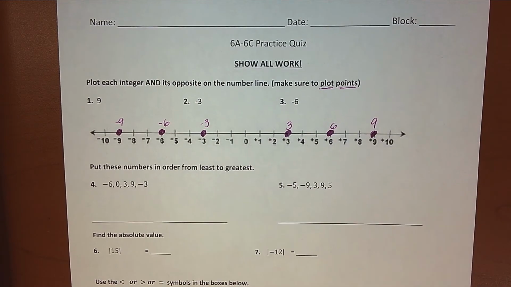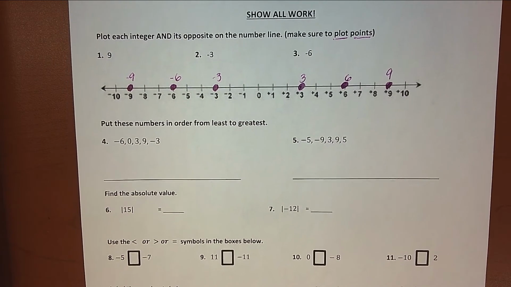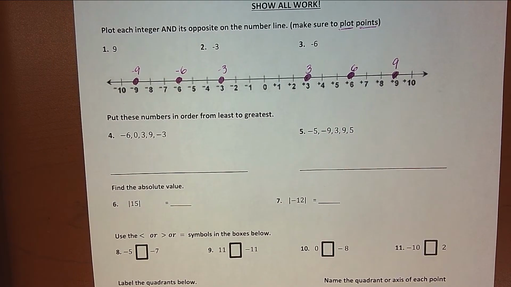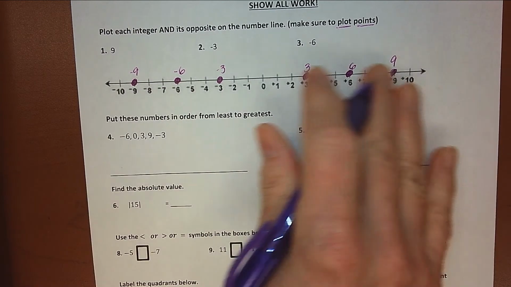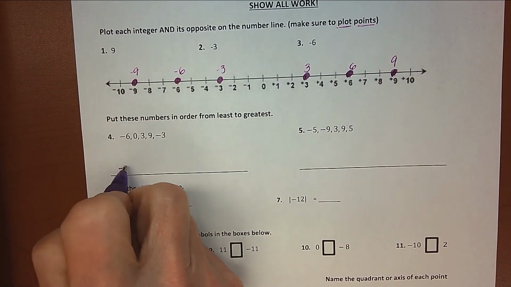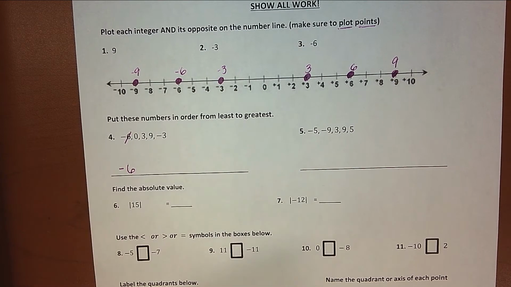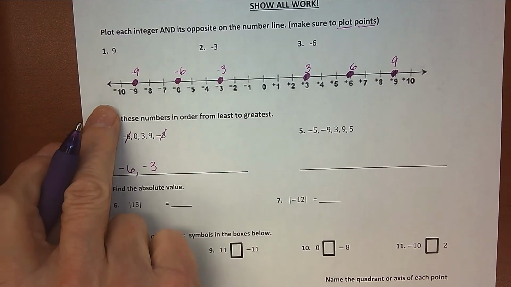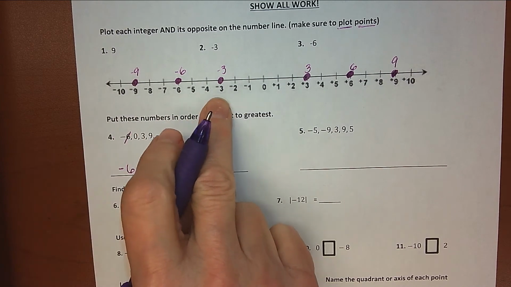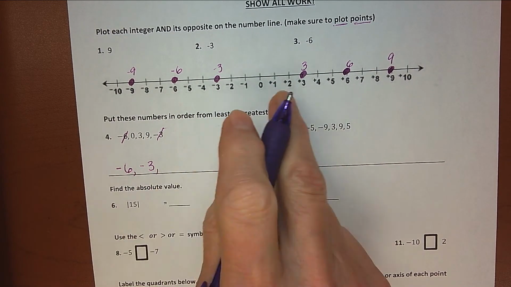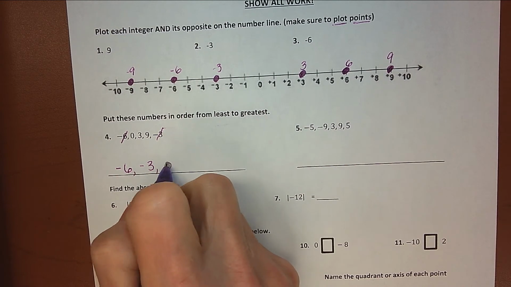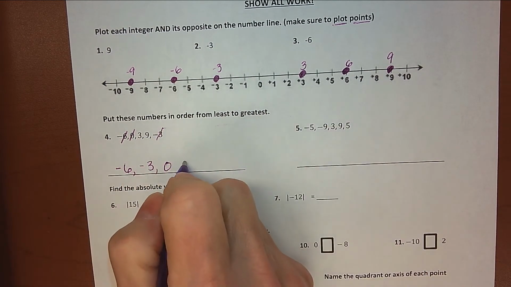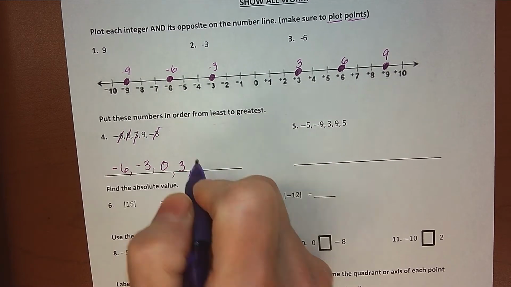All right. The next one says to put these numbers in order from least to greatest. And so our smallest number here, the number that would be most to the left on the number line, is -6. And then our next number would be -3, just moving my way from the left to the right of the number line. And then I would hit 0. And then I would hit 3. And then finally my largest number is 9.